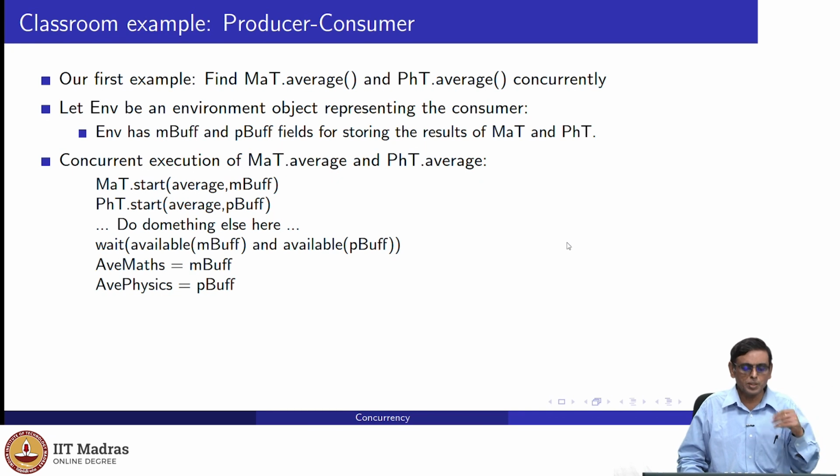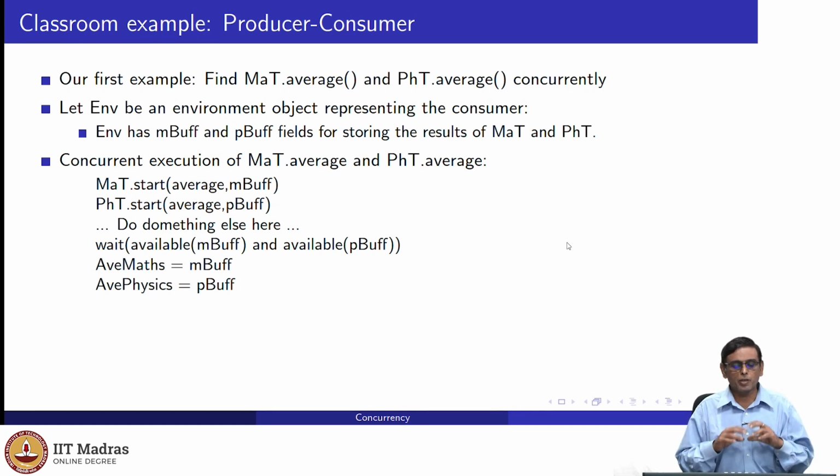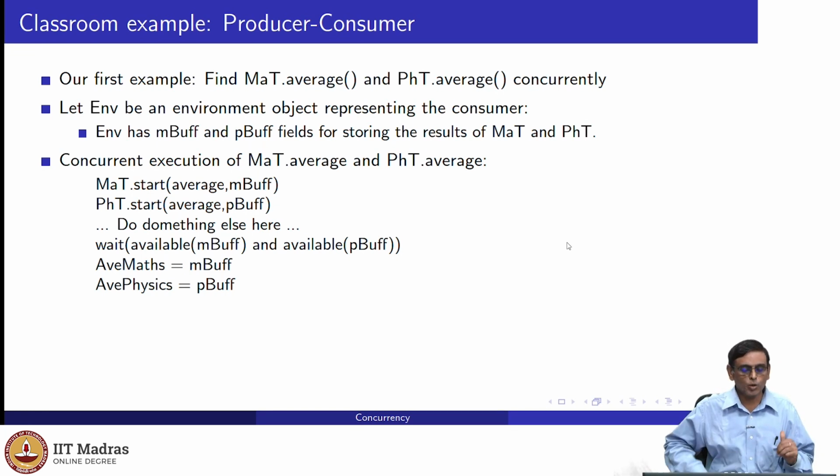And whenever he has finished doing something else, he can check whether mbuff and pbuff are available, right? Available is a function now that we have to write. Who is implementing available? Environment has to implement available. The environment will check whether mbuff is fully written into, pbuff is fully written into, and if both of them are fully written into, that is the AND condition that checks that, then I get out of that wait, right?